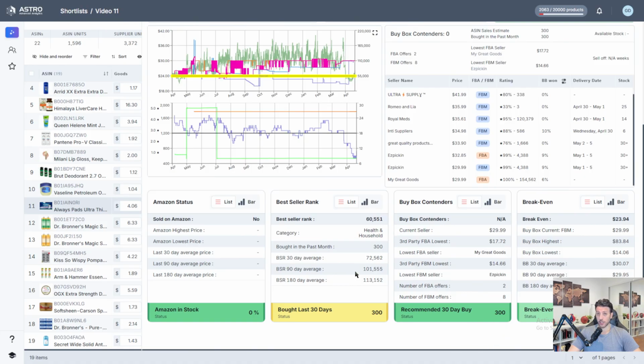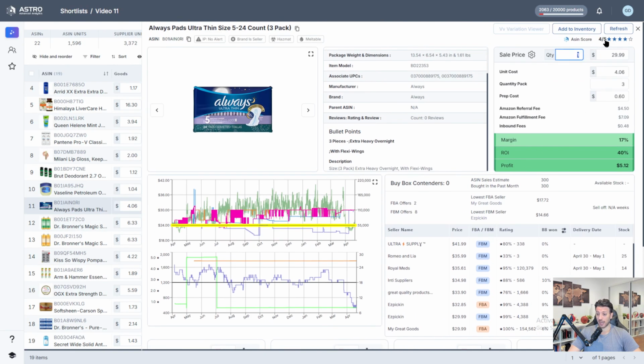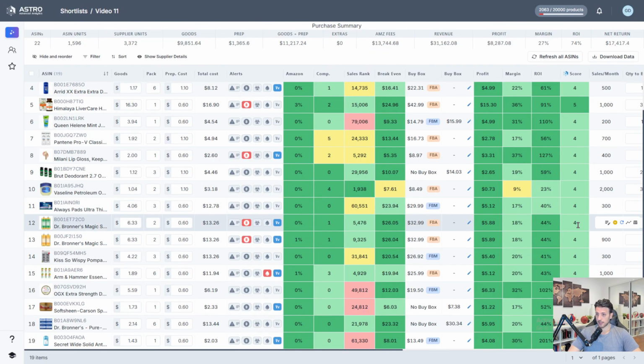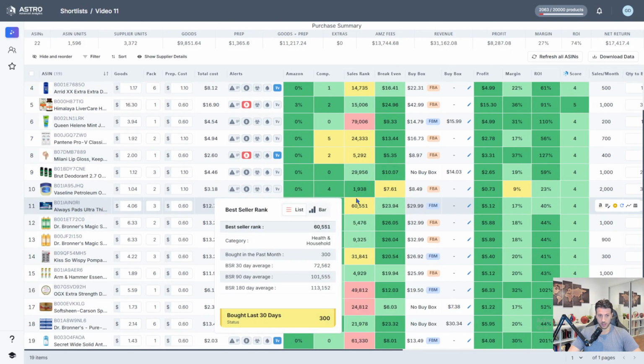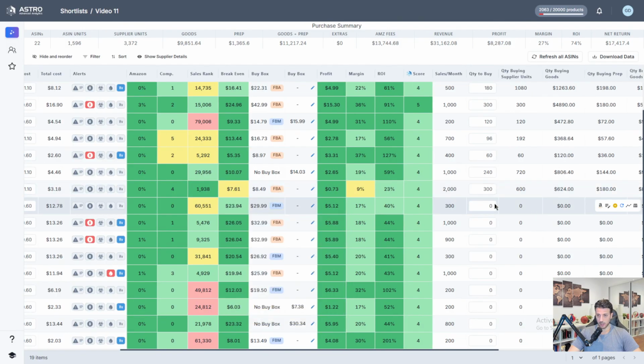I wouldn't get 300 units of this. I'll probably get around 180, which is still very, very nice. So let's go ahead and get 180 of these. Yep, 180 of these.